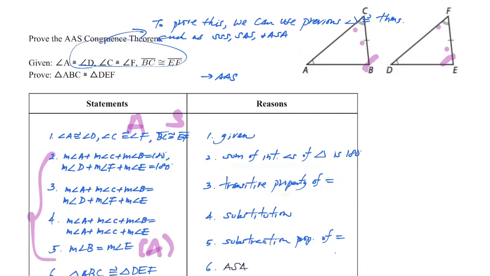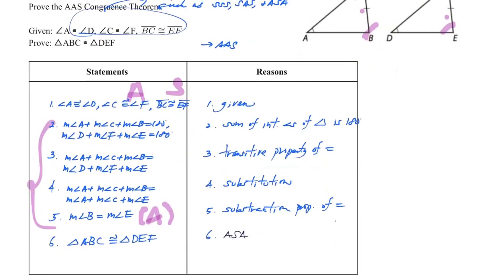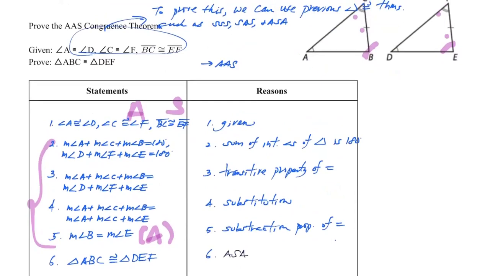Okay. Now, once you do this, I'm going to substitute because we know that A and D are equal and C and F are equal. So I replaced the D and F with A and C. That's why it's the substitution property. I forgot to write the word property right there. And then we subtract A from both sides, C from both sides. We're left with B and E equal to each other. So we call that the subtraction property of equality.